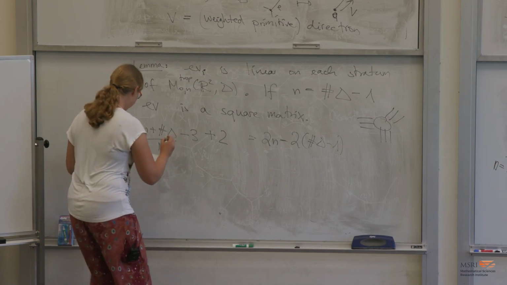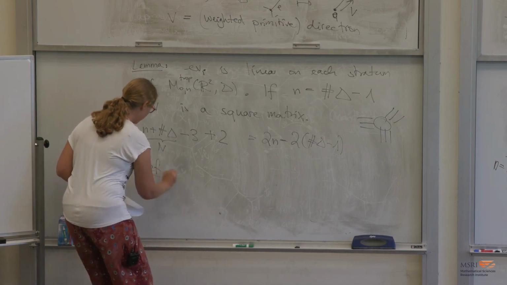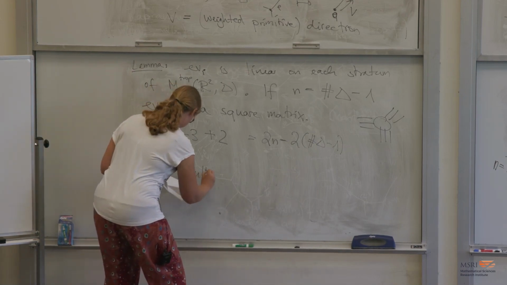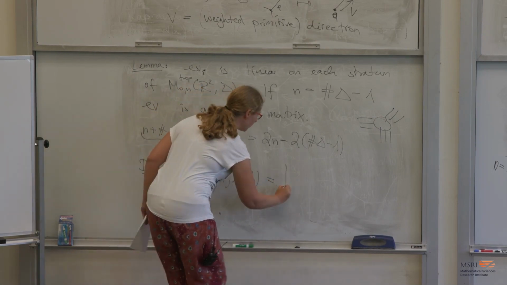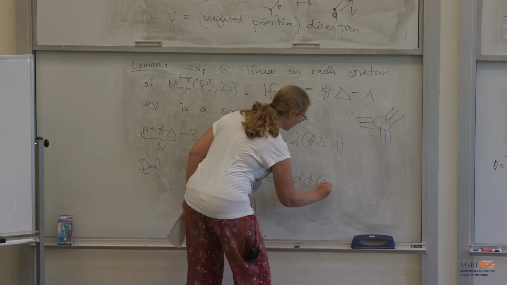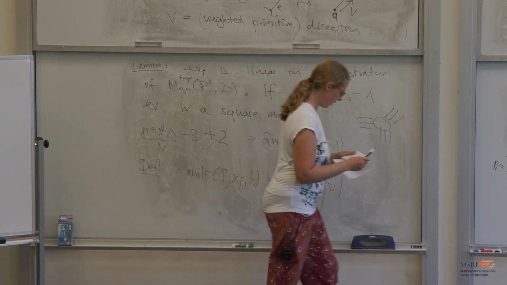And then I define the multiplicity of gamma, xi, and h to be the absolute value of the determinant of this matrix.